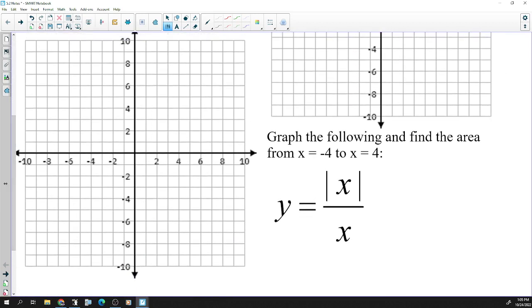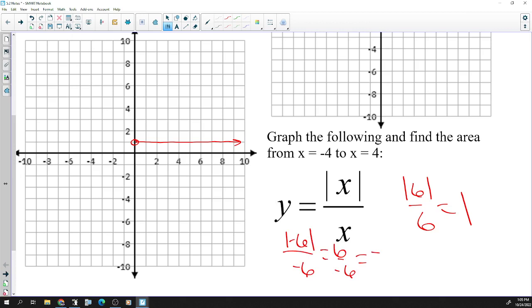This one, if we plug in positive values like 6 over 6, 6 divided by 6 is 1. So as long as we're plugging in positive values, it'll be 1. If we plug in negative values, that'll be 6 over -6. That's -1. So if we're plugging in negative values, the answer is always -1.